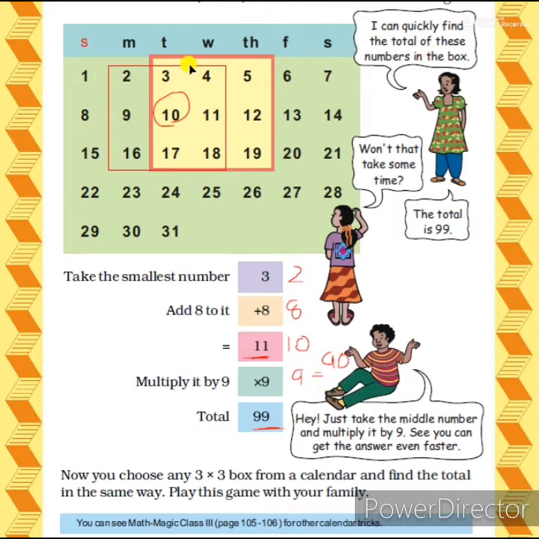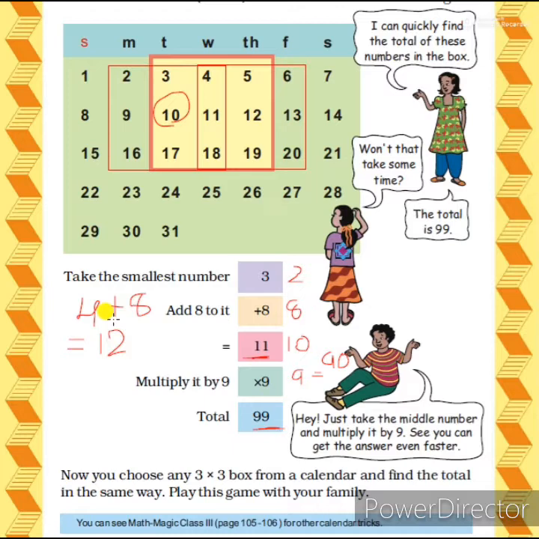Now we will start from 4, 5, 6. Here the box is taken from 4 to 6: 4, 5, 6, 11, 12, 13, 18, 19, 20. Now first we have to take the smallest number, 4. Write the number 4 there. Now add 8 to it. 4 plus 8 is 12.